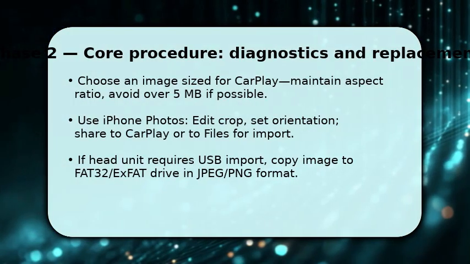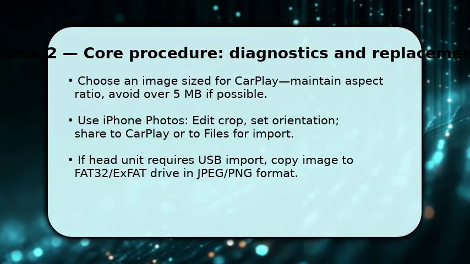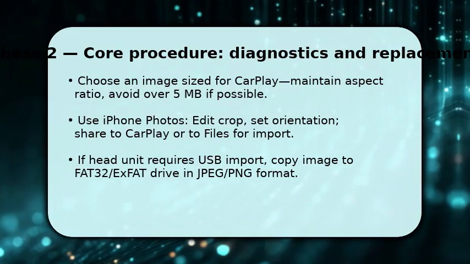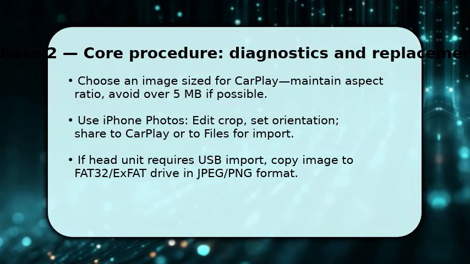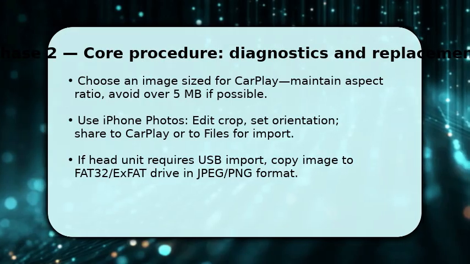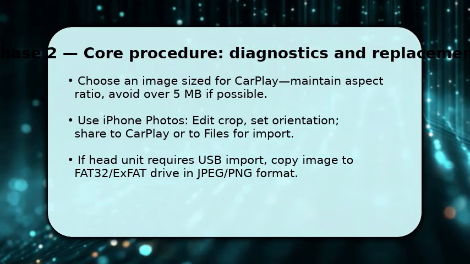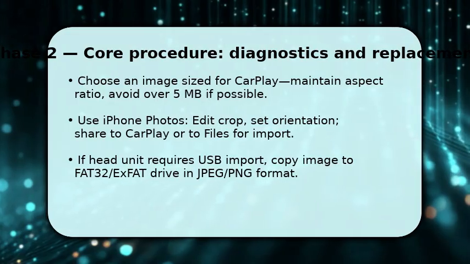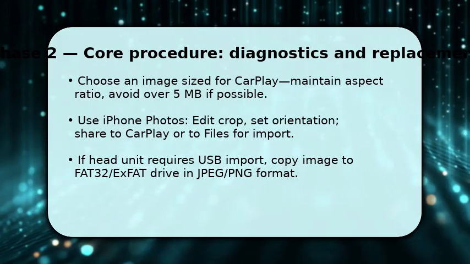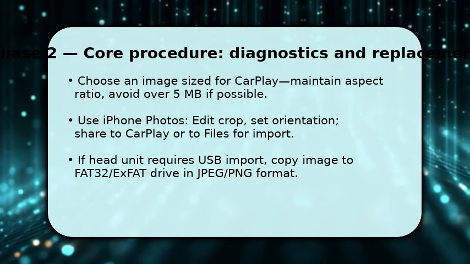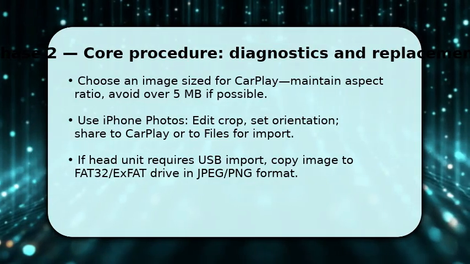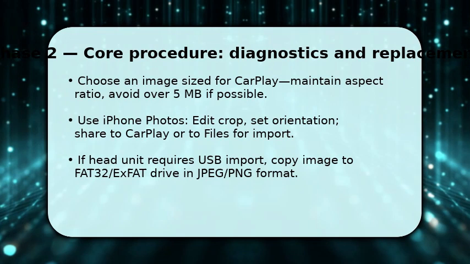Now you select and prepare the image. On your iPhone, open Photos and crop to match CarPlay framing. This improves readability of icons. Once edited, use the share sheet to send the file to Files or directly to your head unit if it appears. If your car needs a USB drive, export the image as JPEG or PNG and copy it to a FAT32 or exFAT formatted stick. After importing, return to the CarPlay display and choose the new image. This replaces the wallpaper immediately.